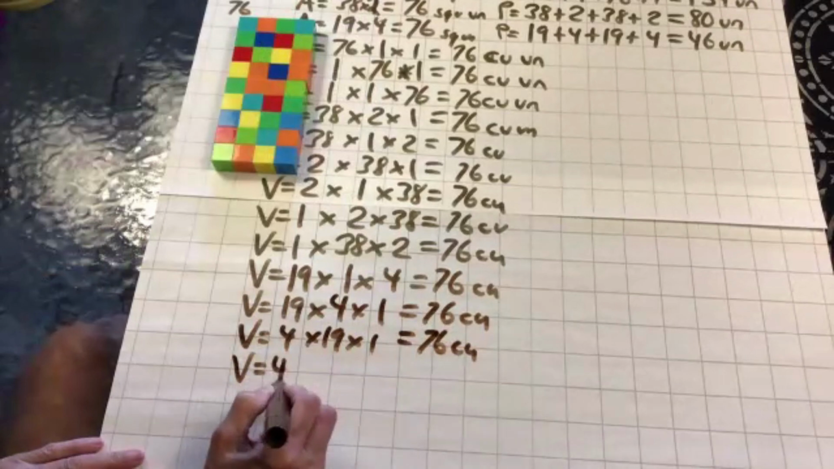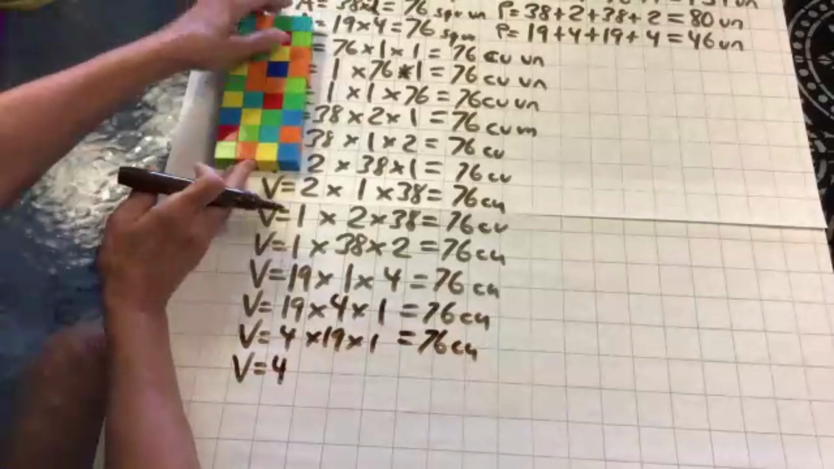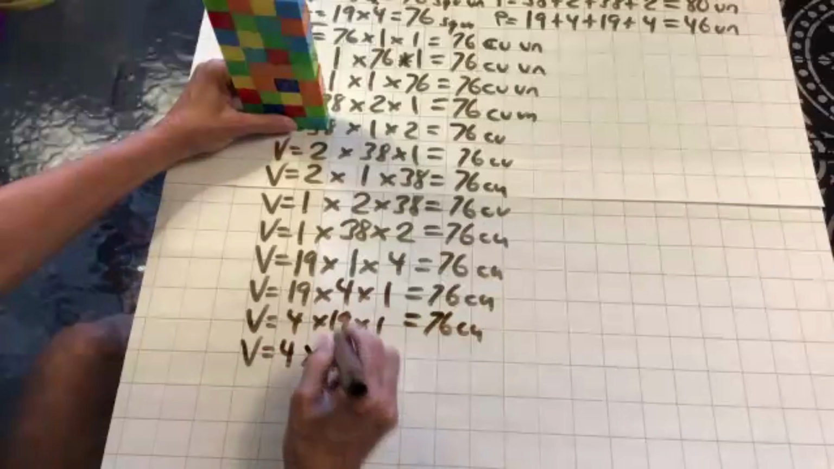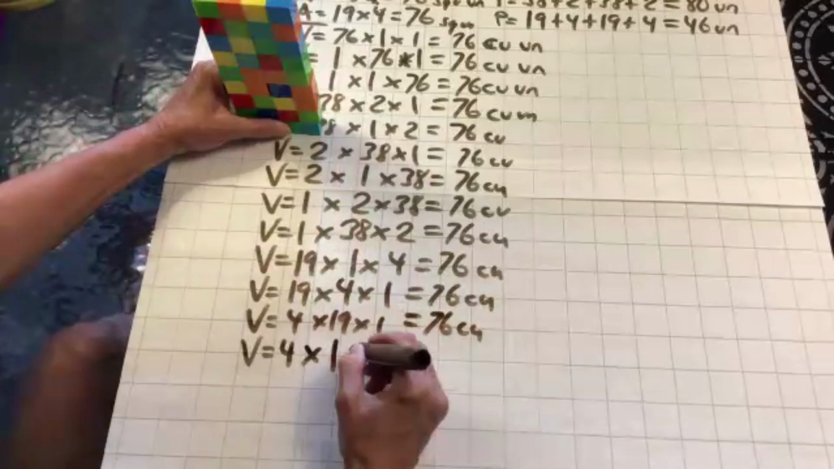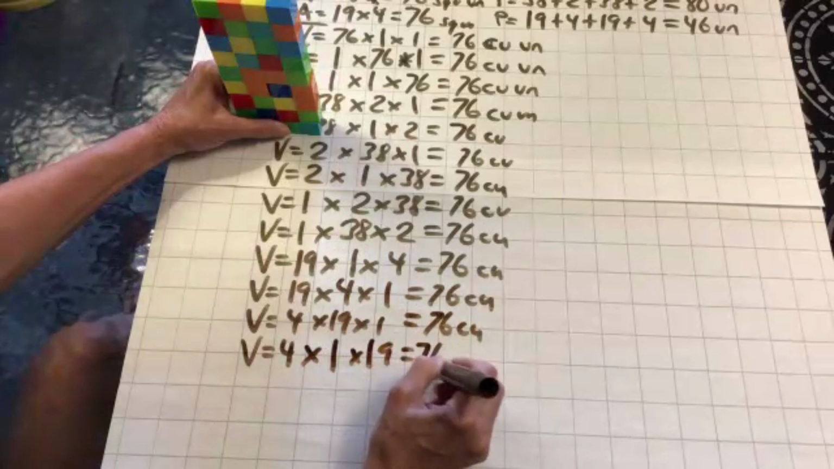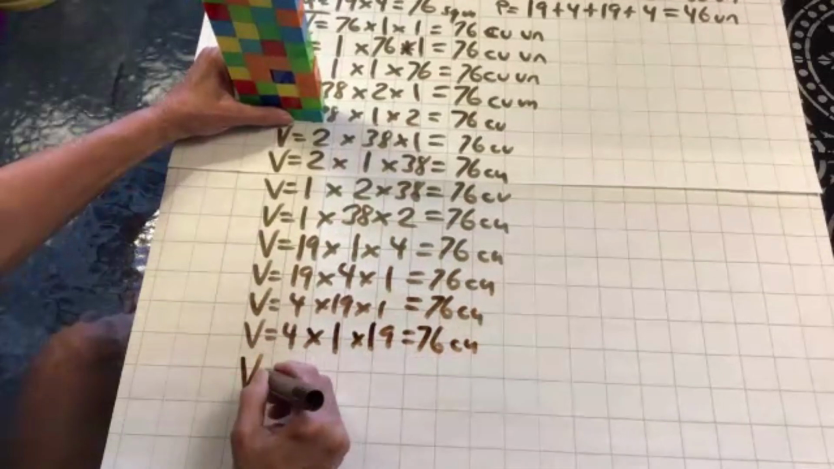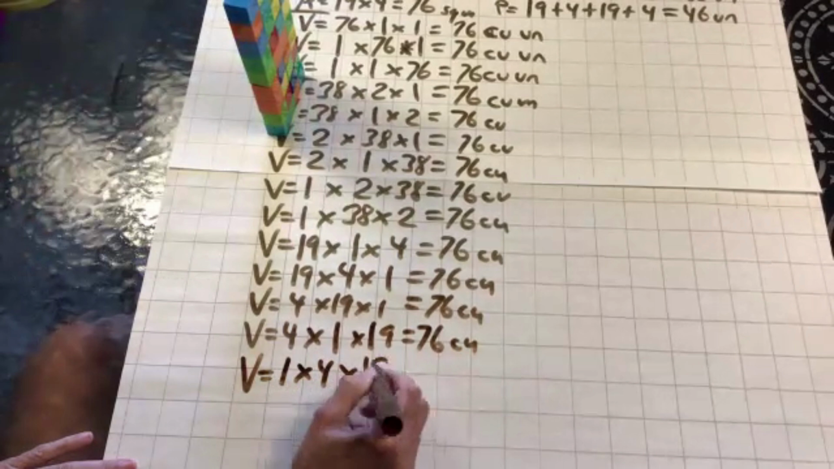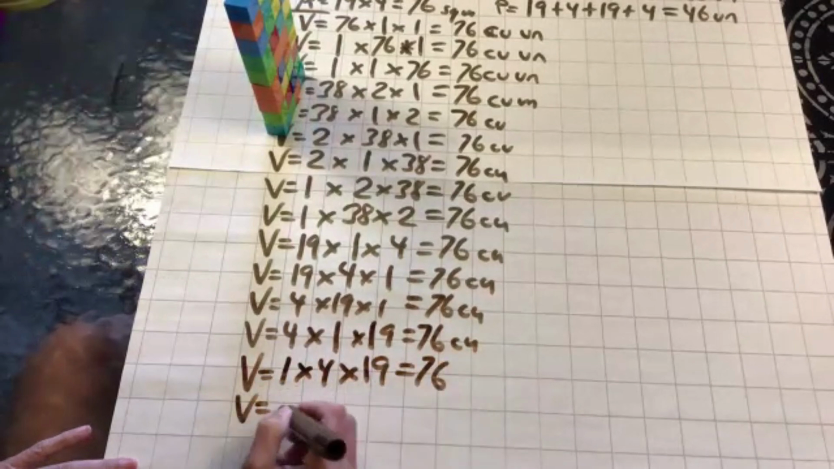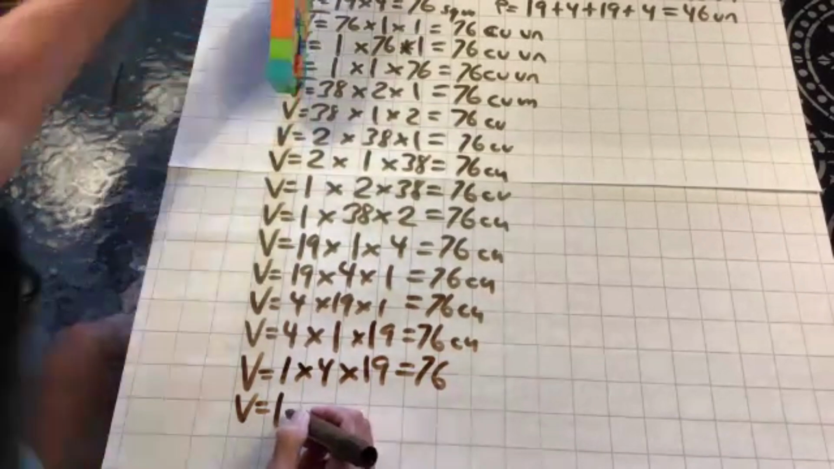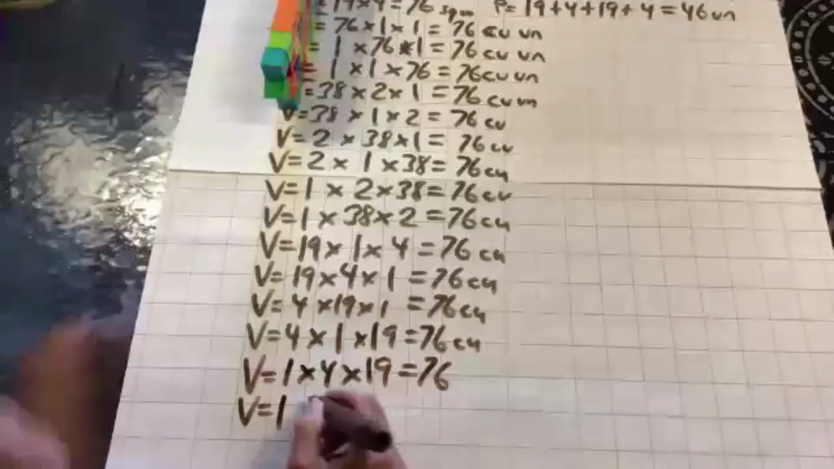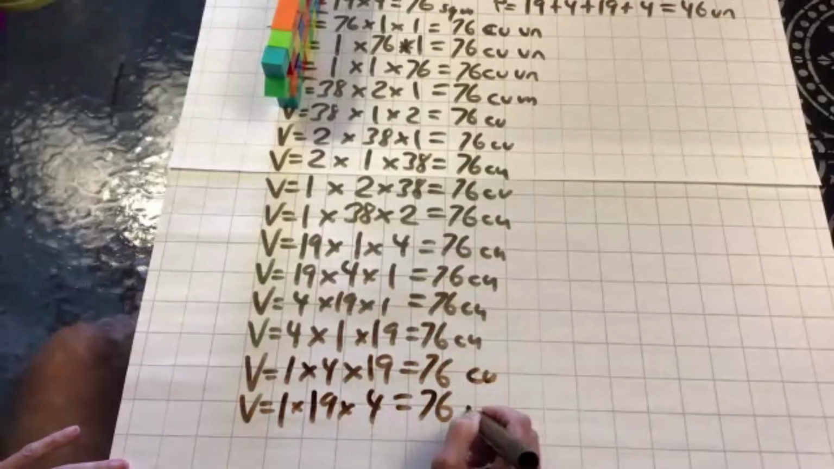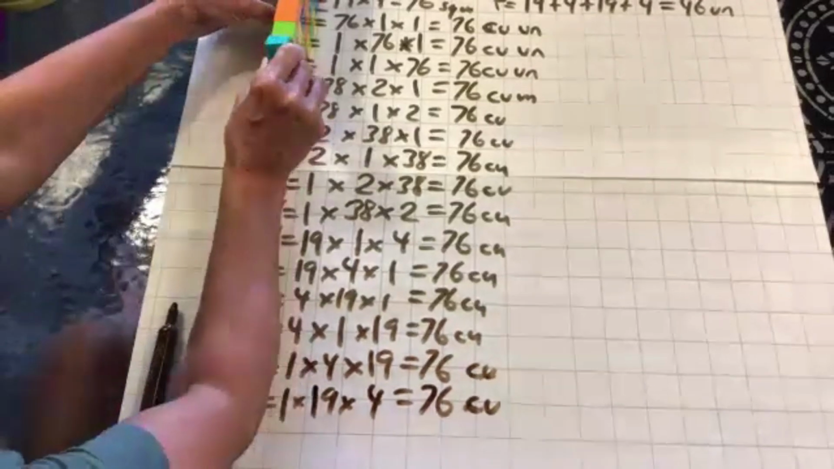Then we're going to do 4 wide by, turn it up. Let's see if I can stand that up. Okay, there it is. 4 wide by 1 deep. It's only 1 deep here by 19 tall. And last but not least, we're going to do 1 wide by 4 deep by 19 tall. And then we do 1 wide by 19 deep by 4 tall. And as you can see, they fall apart pretty easy.